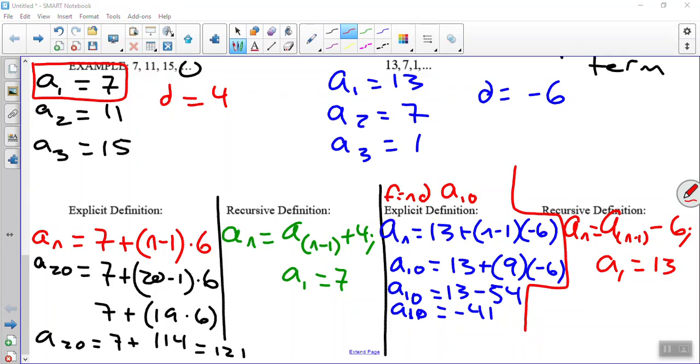All right, so I have my explicit definition. I have my recursive definition. Recursive definition must have the pattern and the initial term. The explicit definition I can use as a function. Find a sub 10. You should get negative 41. Those are writing definitions for arithmetic sequences.